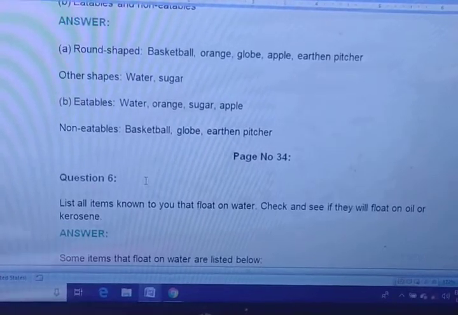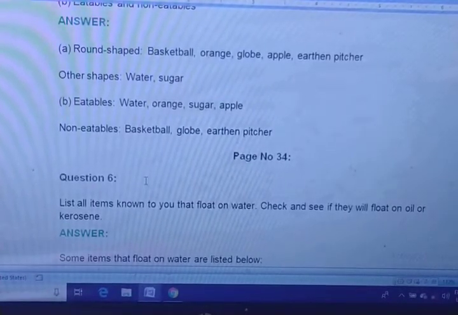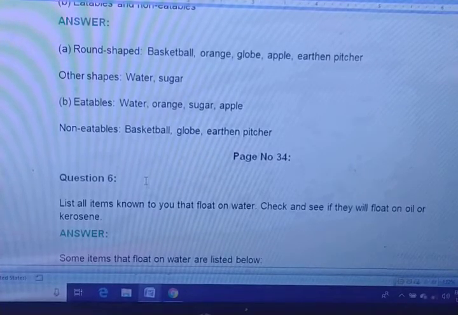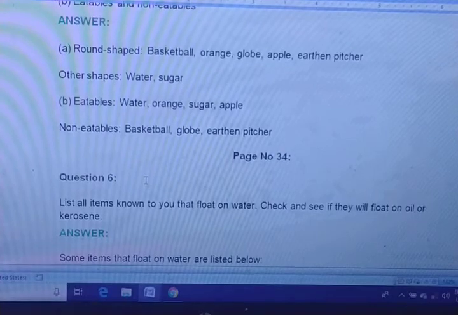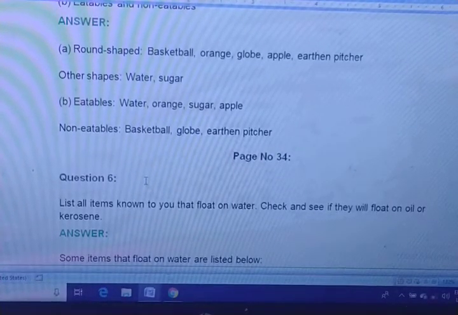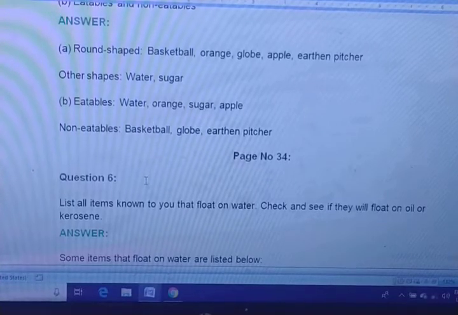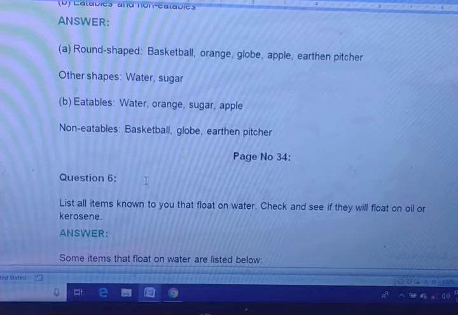Question is, whatever objects you know, you have to list those objects, whether they are floating on the water or sinking in the water. If they are floating on the water, that object's name only you have to write, and after then you have to check whether they can float on kerosene or oil or not. Means if the objects are floating on the water, can they float on the oil or kerosene or not?